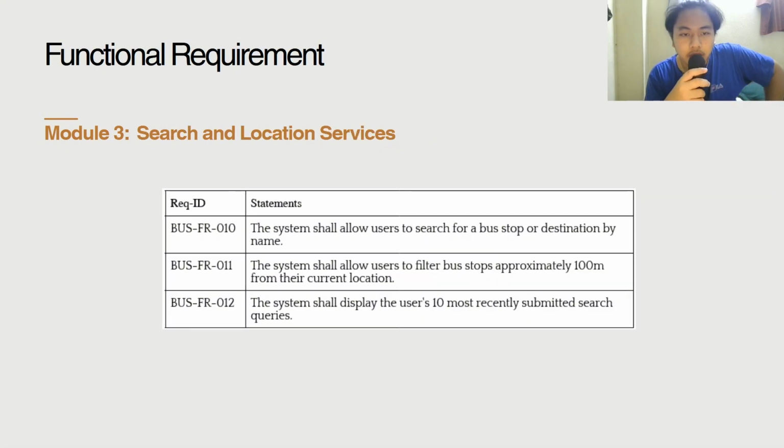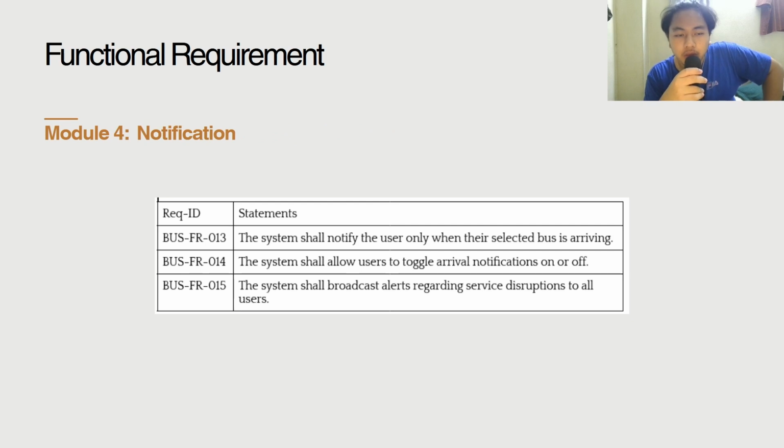So for number three is search and location. These are the features of search that need to be had, such as the system must be able to search, and filter the bus stops within approximately 100 meters, and need to display recent searches. For number four is notification. So mainly the system will only give notifications for their selected buses only.